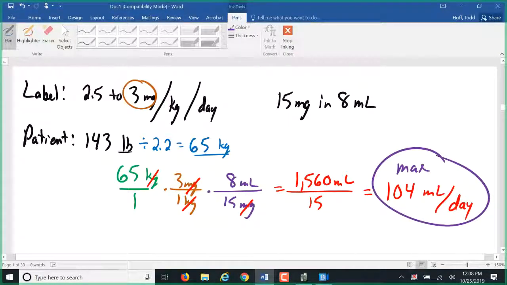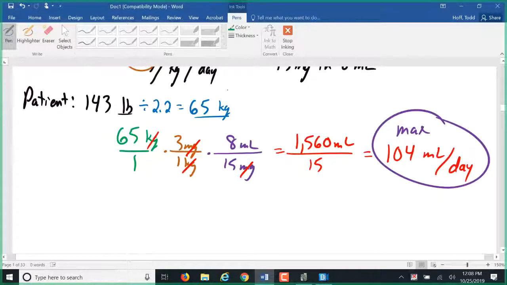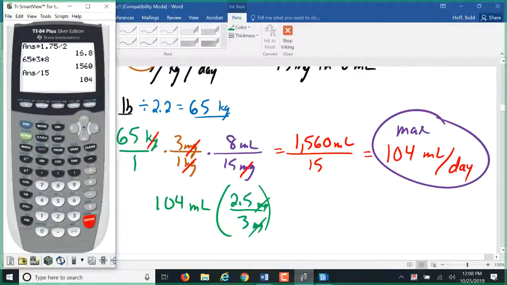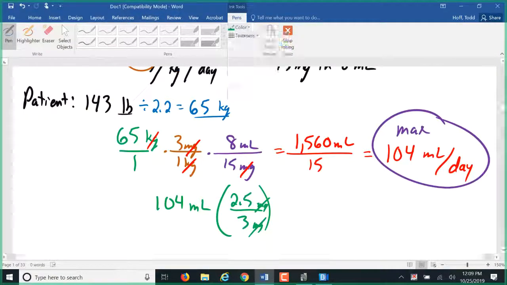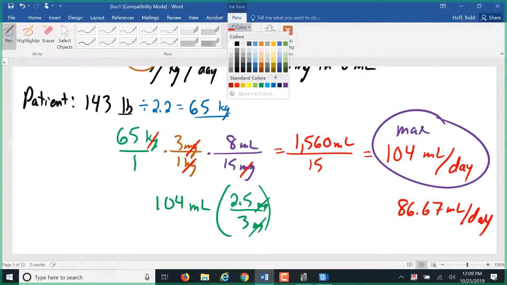Find the min. Start at 104 milliliters, and I multiply. I use the 3 and I want to convert it to the 2.5. Notice I didn't even put the milligrams on there this time because the milligrams are just going to cancel out anyway. It's 104 times 2.5 divided by 3. That gives us 86.67 milliliters per day, our minimum dose.